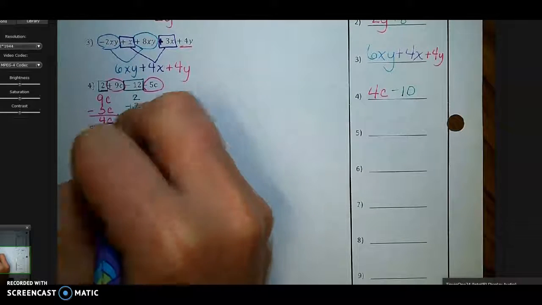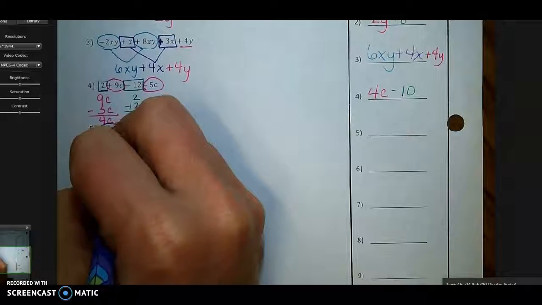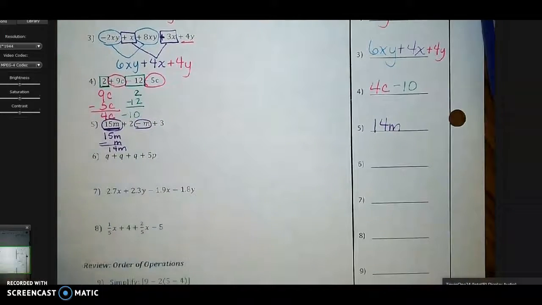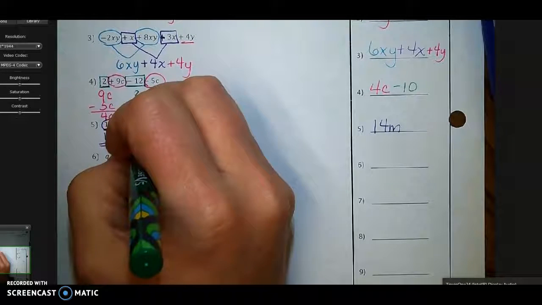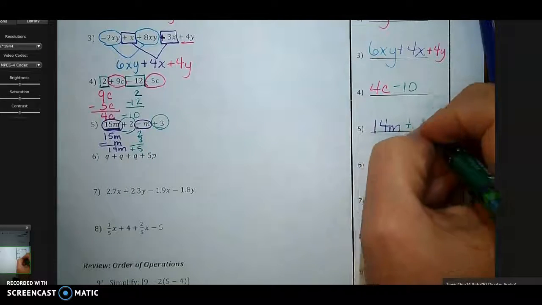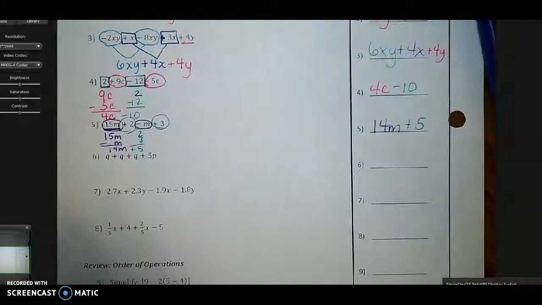Next one I have there, I've got 15m's. And then I've got a negative m, so 15m minus m is going to give me 14m. And then I have a positive 2. Positive 3, so 2 plus 3 gives me 5. It's positive 5, so plus 5.